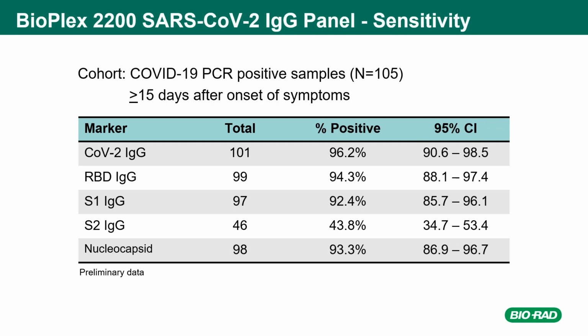A sensitivity study was performed on 105 samples with a confirmed SARS-CoV-2 PCR positive result. With specimens greater than 15 days after the onset of symptoms, 96.2% were reactive with the BioPlex 2200 IgG panel, with highest sensitivity derived from RBD. It is worth noting that this assay is still under development and that the final performance characteristics are subject to change.